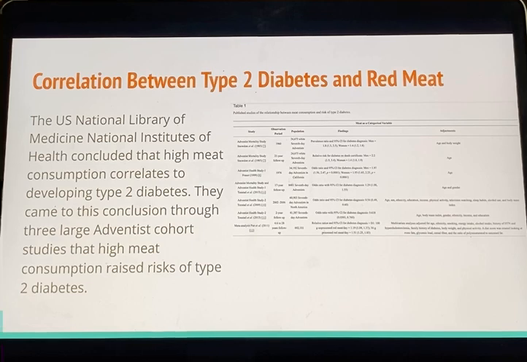Correlation between type 2 diabetes and red meat. The U.S. National Library of Medicine and National Institutes of Health concluded that high meat consumption correlates to developing type 2 diabetes. They came to this conclusion through 3 large Adventist cohort studies that high meat consumption raised risks of type 2 diabetes.